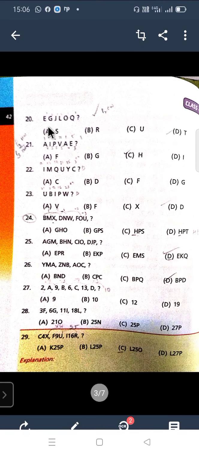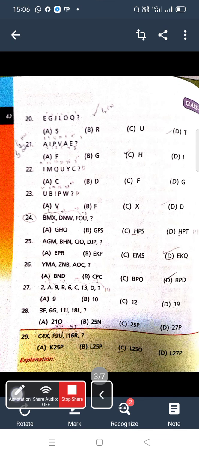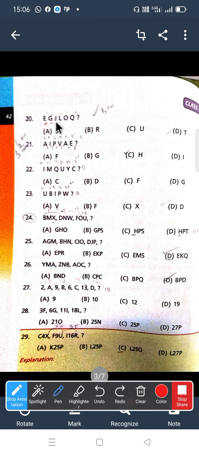Coming to the 20th one children, E, G, J, L, O, Q. I am checking the gap between those two. A, B, C, D, F. First one letter gap, here 2, again 1, 2, 1. 2 letters gap should come. So after Q, R, S they should leave and they need to write T. Option D. The 20th one is option D.